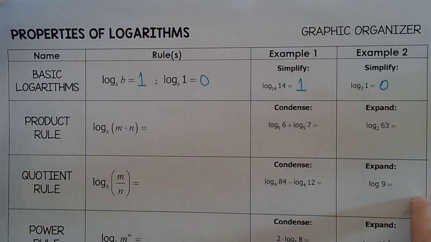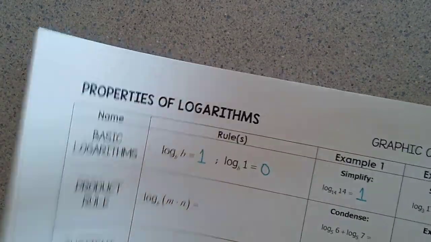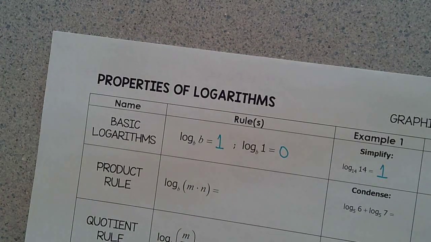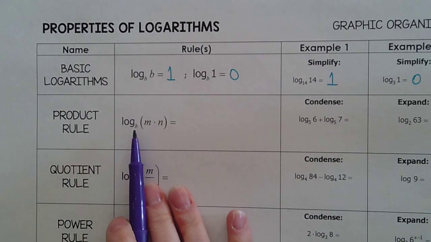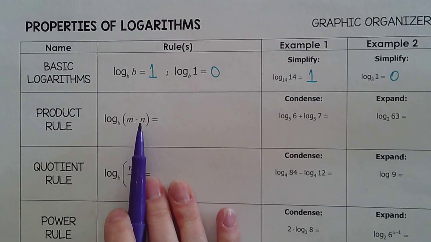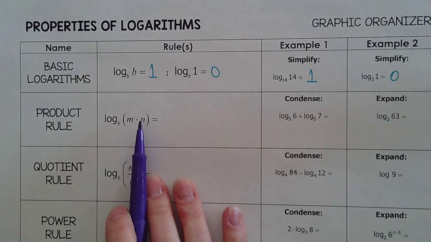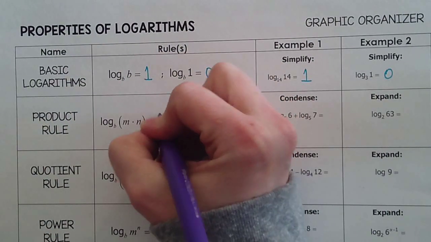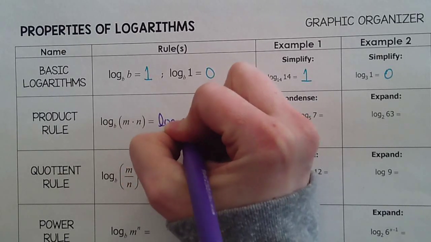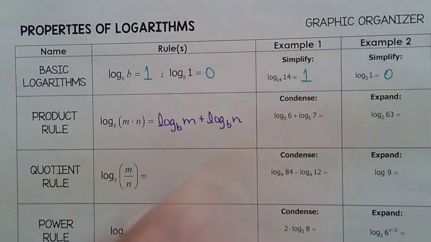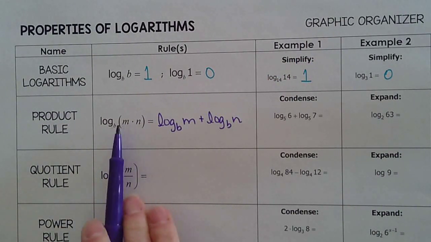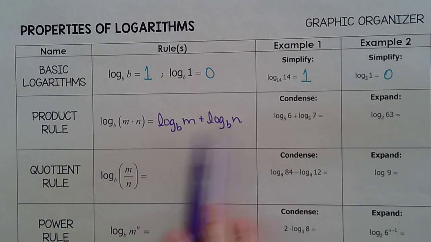We learned about the property rules of logs on Friday. And remember that your rules of logarithms go hand in hand with the rules of exponents. So our product rule: if I have log base b of m times n, so I've got a product in here, I can rewrite it as an addition statement. So log base b of m plus log base b of n. So this would be the condensed version. This would be the expanded version.